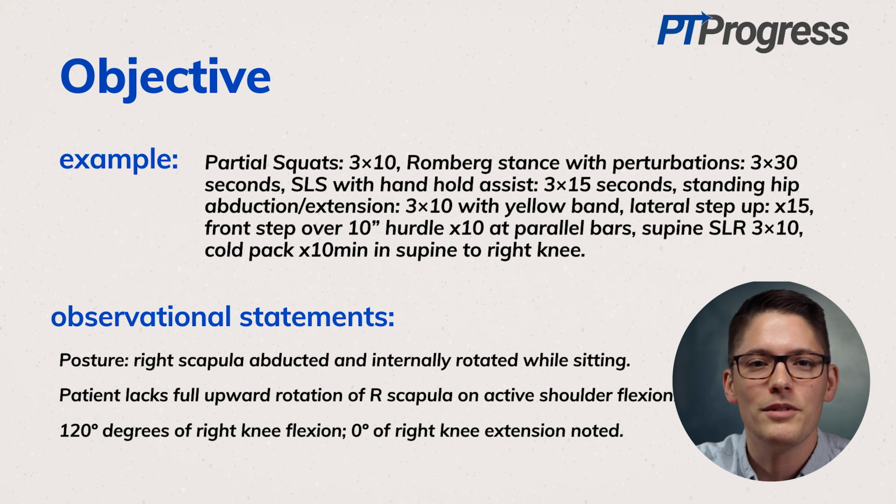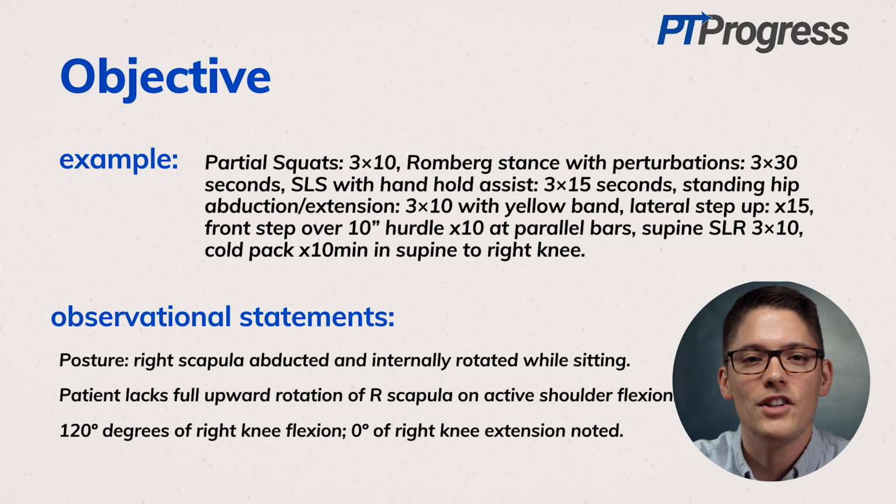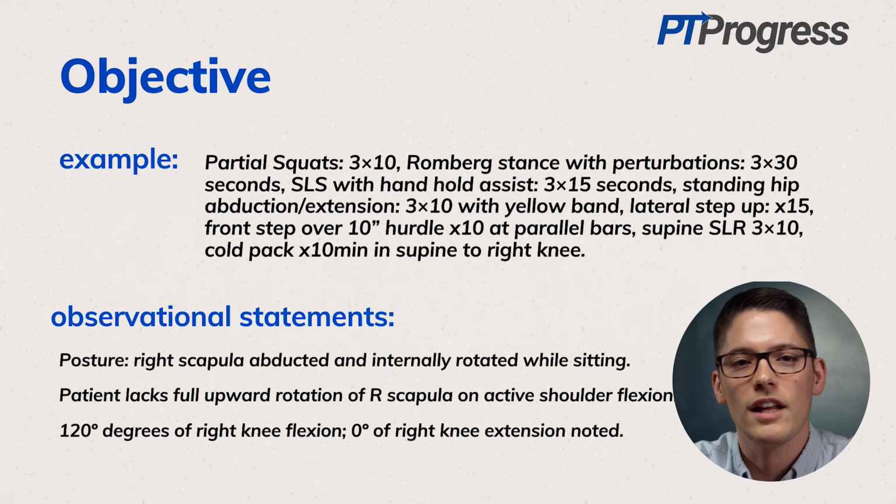Partial squats 3 times 10 reps, Romberg stance with perturbations 3 times 30 seconds, single leg stance with handhold assist 3 times 15 seconds, standing hip abduction extension 3 times 10 with yellow band, lateral step ups times 15, front step over 10-inch hurdle 10 times at parallel bars, supine straight leg raise 3 times 10, cold pack 10 minutes, and supine to right knee.